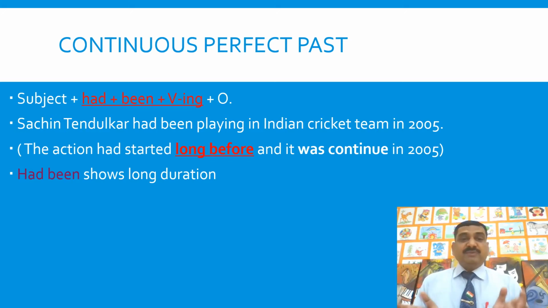The difference between continuous past and continuous perfect past is that in continuous past, the action continues for a very short span of time, and in continuous perfect past, the action continued at a particular moment in the past and it had started long back and it had been continued for a long time.